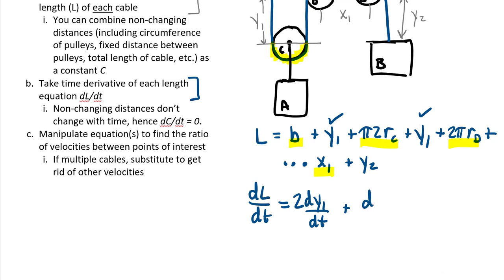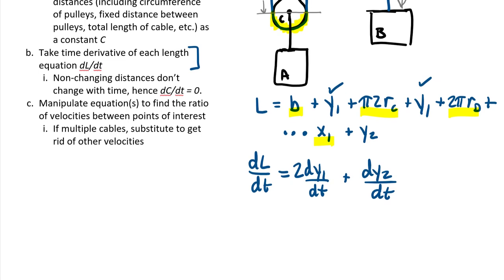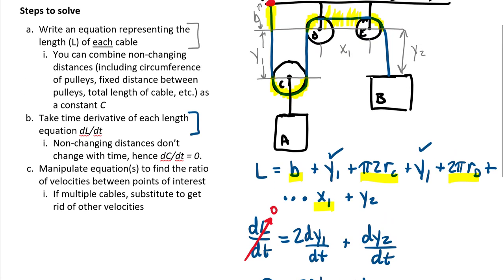plus dy2/dt. Now we know that the time rate of change of a length is a velocity. And we also know that the total length of this cable, if it's not stretching, is constant. So it turns out that side is equal to zero. So I can write this equation in equivalent form as zero is equal to 2 times, I'll call it V1 for now, and I'll substitute here in just a second, plus V2.